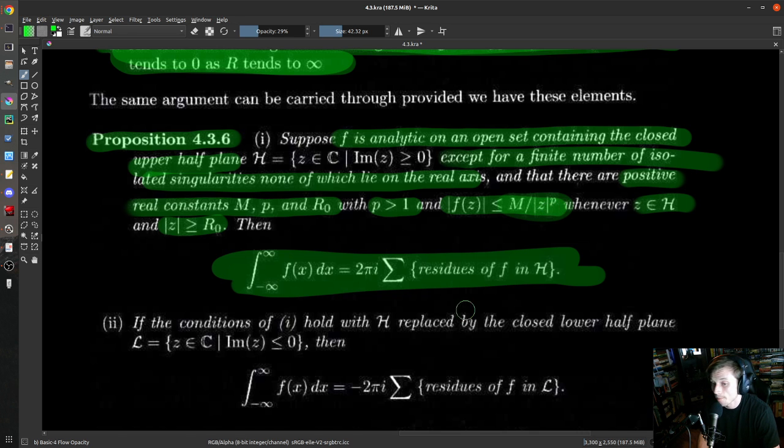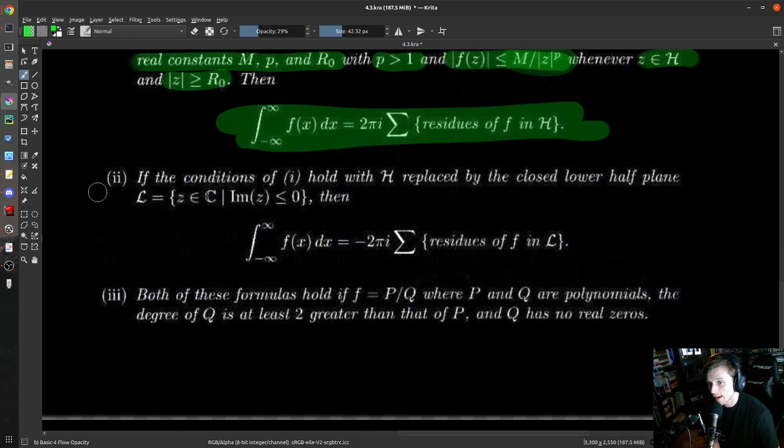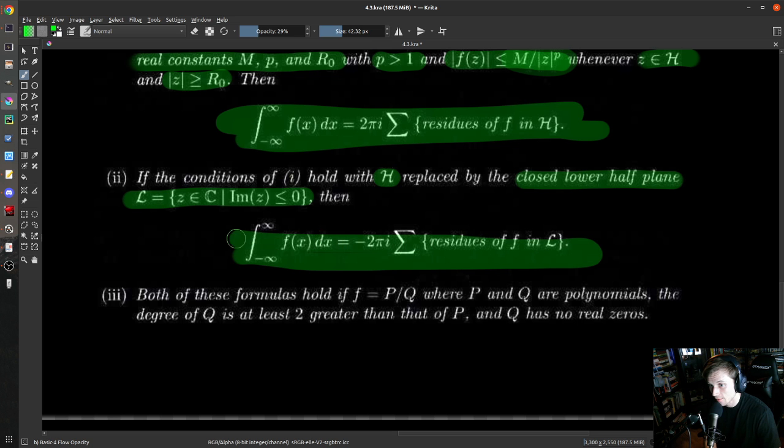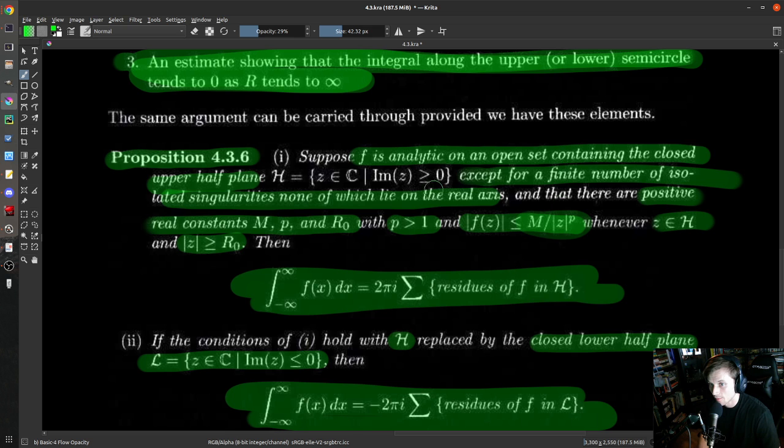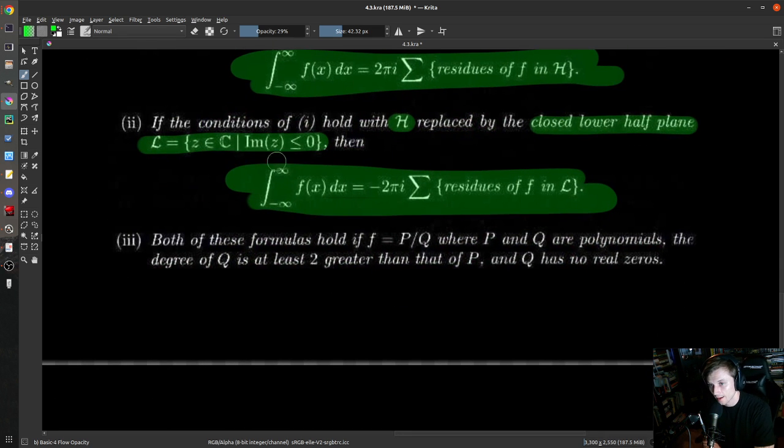All right, cool. Now we can do the exact same thing replacing H with the closed lower half plane, that is, everything below the real axis, including the real axis, and then you get exactly the same thing if you, of course, modify everything accordingly. All the H's, replace them with L's. In that case, the integral from minus infinity to infinity of f of x dx is minus 2 pi i times the sum of the residues of f in L.